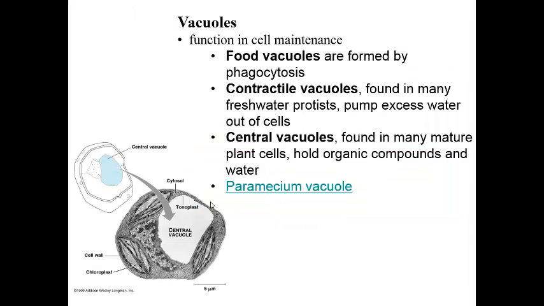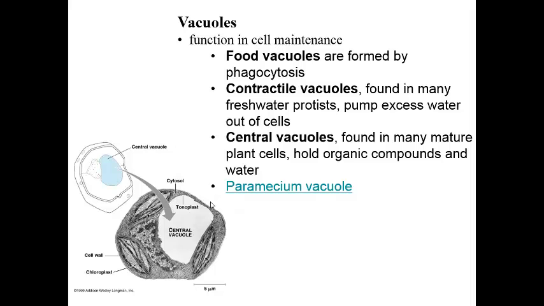A vacuole is very similar to a vesicle, but it's really used for storing something. Food vacuoles we just talked about, they're created through phagocytosis. Some protists have contractile vacuoles. An example of a protist that would have this is a paramecium. They use their contractile vacuole to pump excess water out of their cells. They use this to maintain proper water balance.